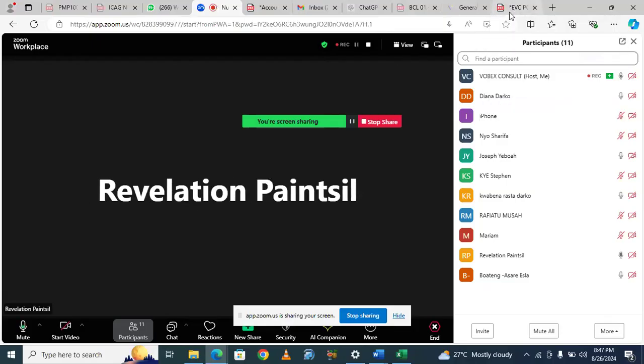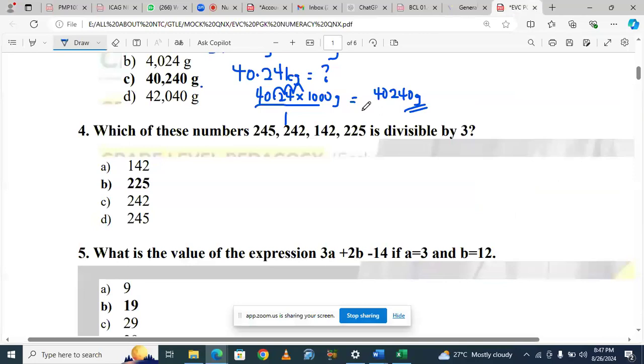But before, let me explain this. With mathematics, whenever you are approached by a question you don't seem to know what to do, I would first advise you to translate the question to a language you understand. Please, are you following? Dinah, particularly. Try to explain the question or bring it to a language you can easily understand. Which of these numbers 245, 242, 142, 225 is divisible by 3?